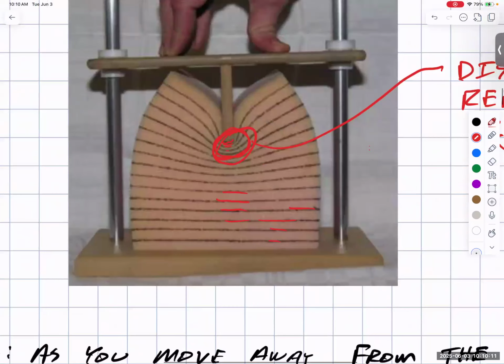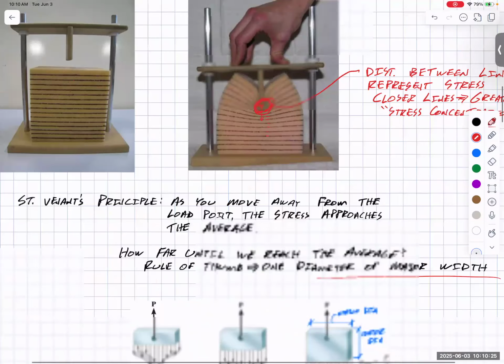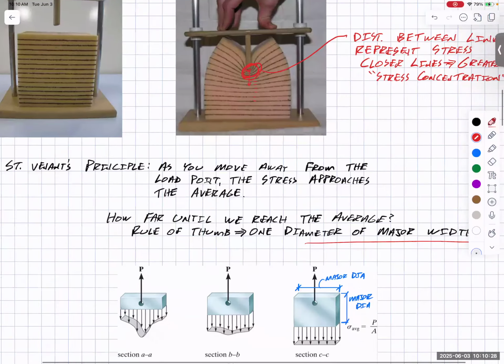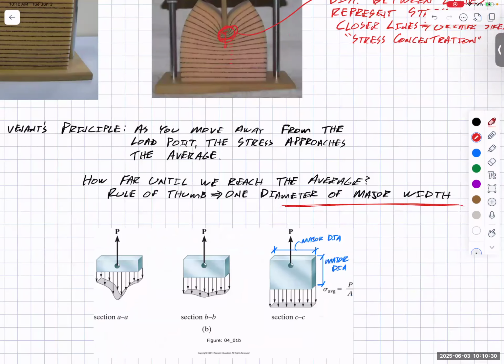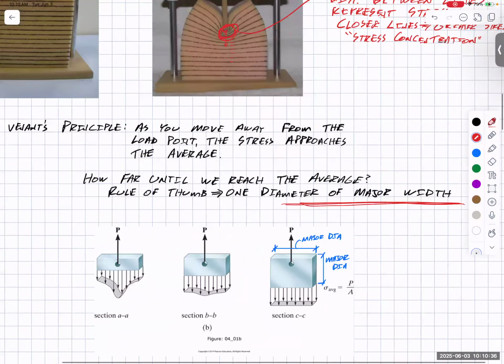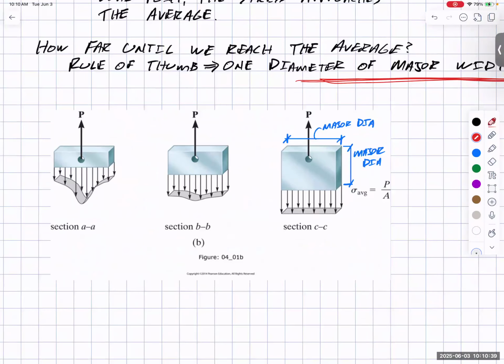But the question is, or what we can look at with St. Venant's is, how far do we have to move away from this load before these lines are all parallel and equal distance apart, right? Because we can see the further away I get, the more that happens. The basic rule of thumb is one major width before we get to that average. Here we see an illustration of how that would work, where as I'm this distance down, I see the stress concentration. It's definitely higher in the middle, where that load is being applied, than further out.